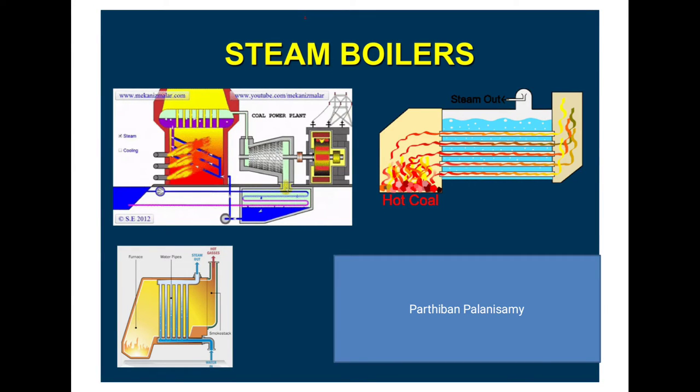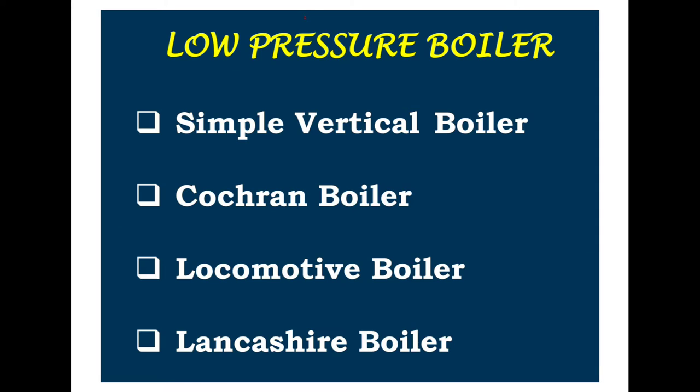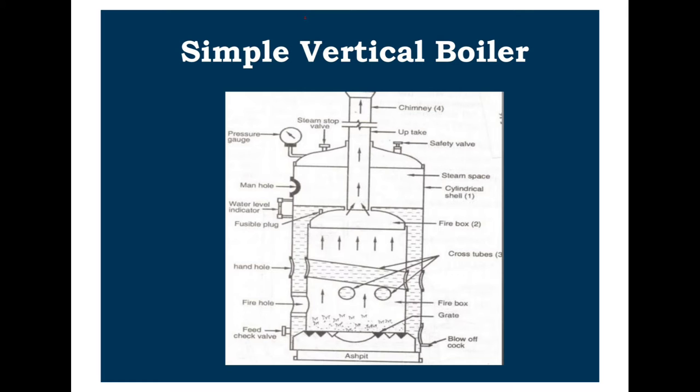Welcome to all. In this video I am going to show the low pressure types of steam boiler. We can see them one by one. In the low pressure boiler, generally four common classified boilers are there: simple vertical boiler, second one Cochran boiler, third one locomotive boiler, fourth one Lancashire boiler. You can see one by one.